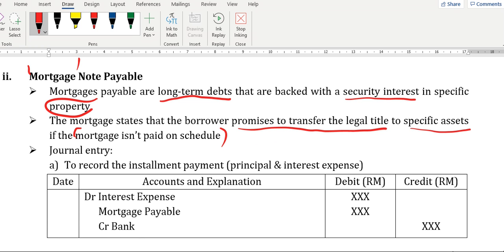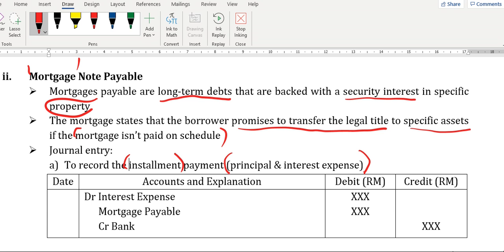sebagai gadaian tadi. Alright, so how do we make payments for our mortgage? Payment for mortgage is a fixed amount of payment. We call it installment, bayaran ansuran. In that installment payment, we include partial of the principal and the interest expense as well, so you will be paying that every month. Let's say the interest expense for 1 year is 12%, so every month you will be paying 1% of interest expense.